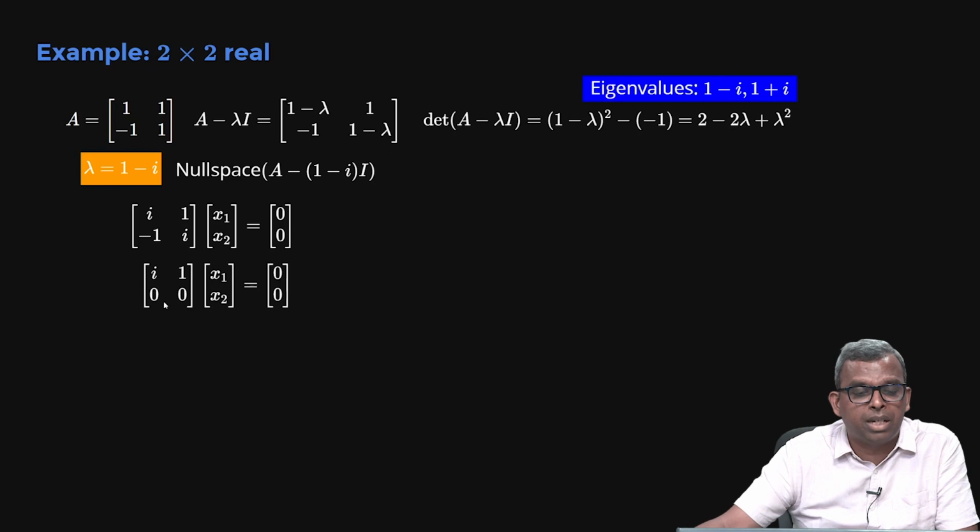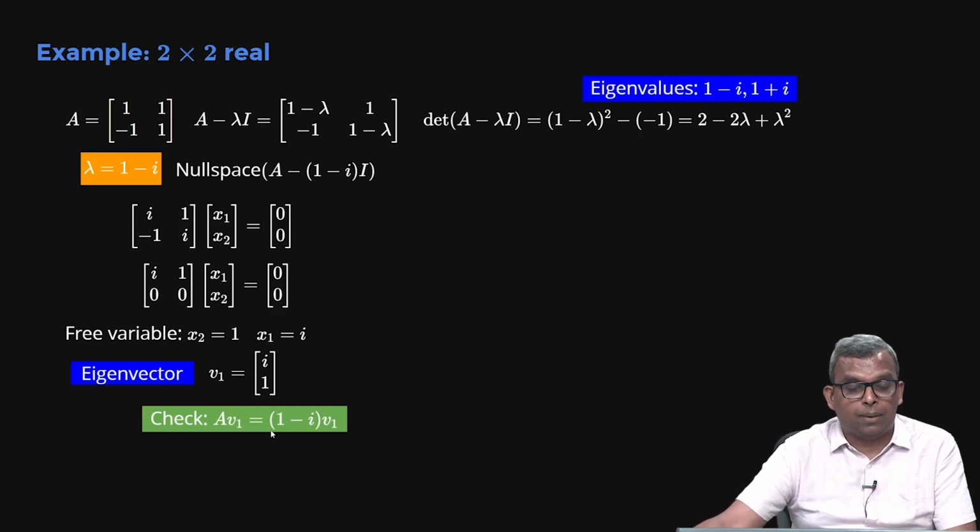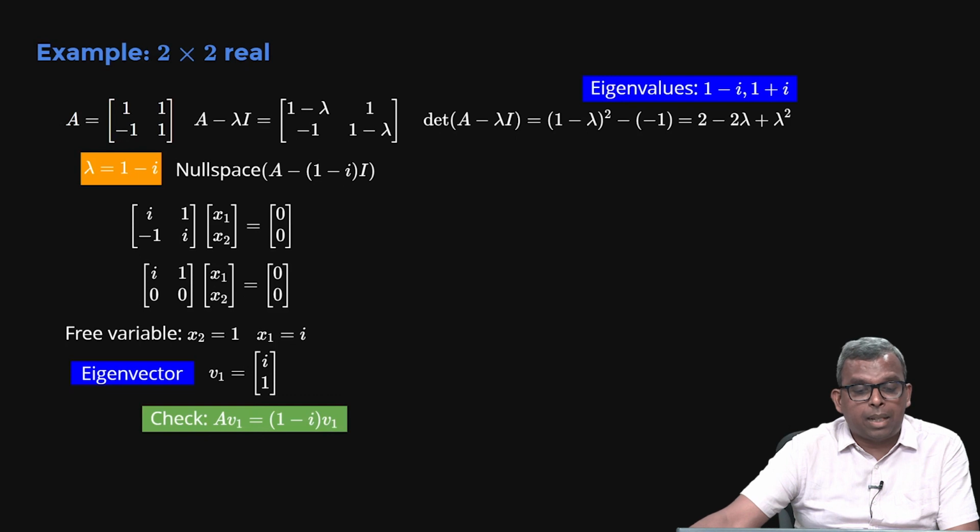But otherwise, you can just do elimination as before. You will get a 0 0 row here, and you will get i 1. So, your x2 becomes a free variable. You pick it as 1. Then x1 has to be i by solving. So, you get an eigenvector V1 as (i, 1). If you multiply i by i here, this will go to minus 1. You can check very quickly that A times V1 is actually (1 minus i) times V1. Again, you can check, this is a little bit involved.